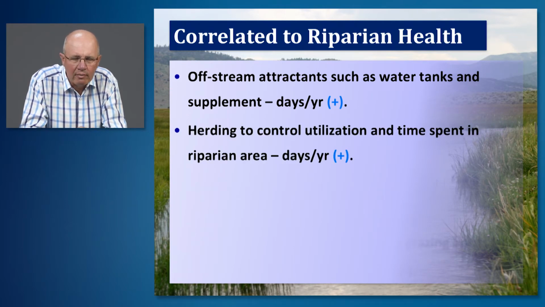We found that herding, the time-old tradition of herding livestock, was positively correlated to health in a riparian area. Spending time moving livestock away from riparian areas on horseback or however was positively correlated. And again, both of these are reducing the amount of time that livestock spend and thus use in riparian areas.